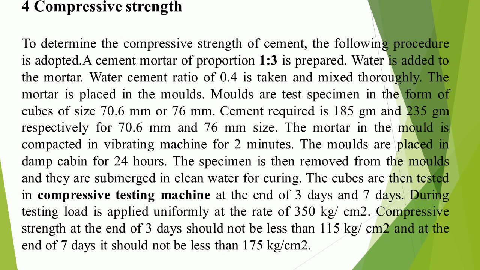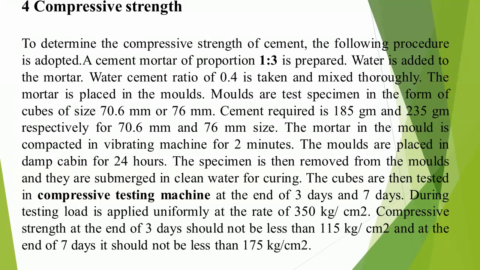4. Compressive strength. To determine the compressive strength of cement, the following procedure is adopted. A cement mortar of proportion 1:3 is prepared. Water is added to the mortar. Water-cement ratio of 0.4 is taken and mixed thoroughly. The mortar is placed in the molds. Molds are test specimens in the form of cubes of size 70.6 mm or 76 mm. Cement required is 185 gm and 235 gm respectively for 70.6 mm and 76 mm size.